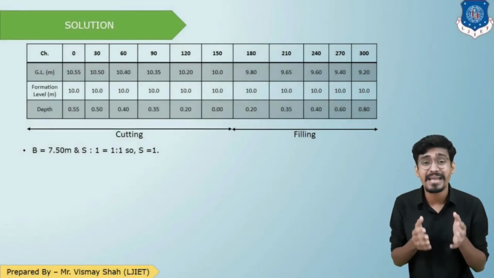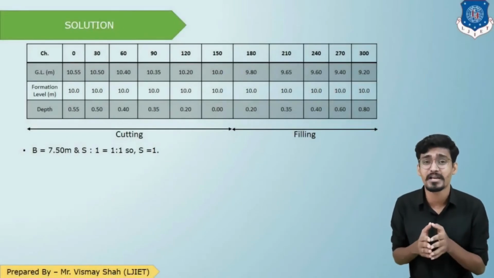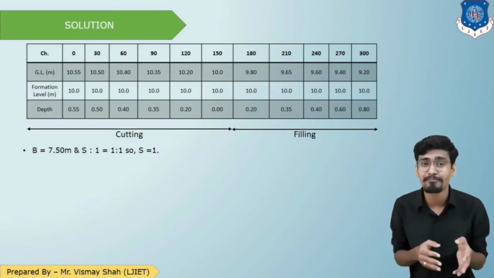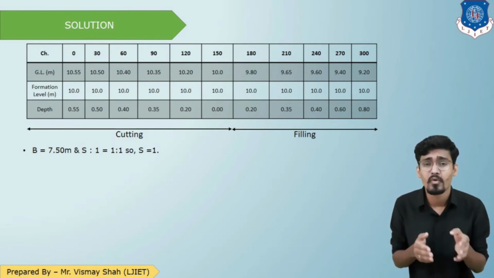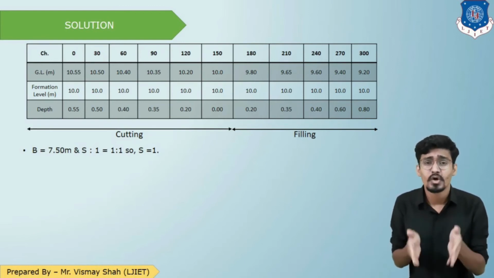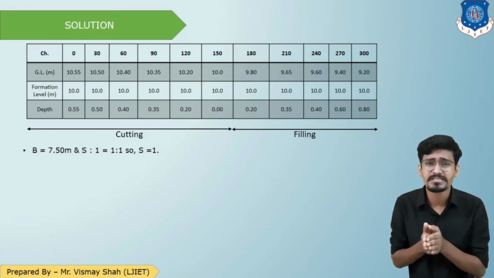Before we prepare the tabular format of the mid-sectional method, we need to prepare this table to find out the depth. After finding out the depth, we'll get to know how much quantity is going into cutting and how much quantity is going into filling. So in the question, it was given that the formation level is 10. So for point 0, the ground level was 10.55, formation level is 10.